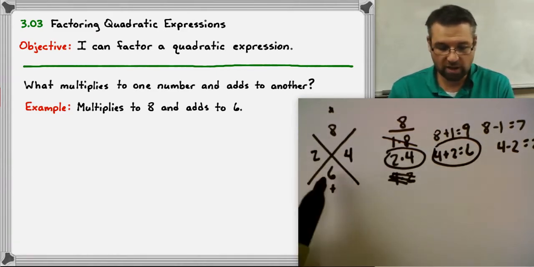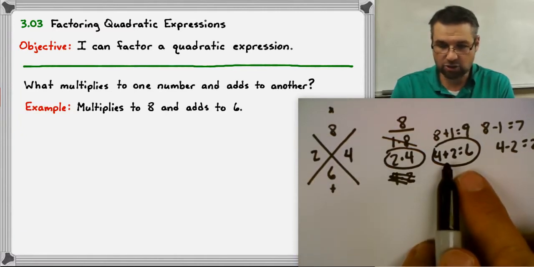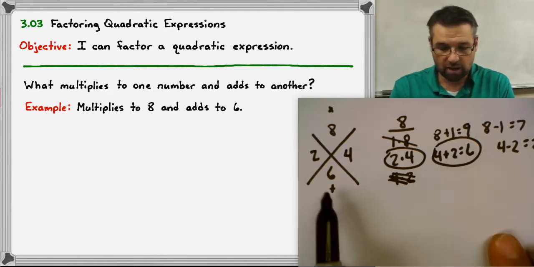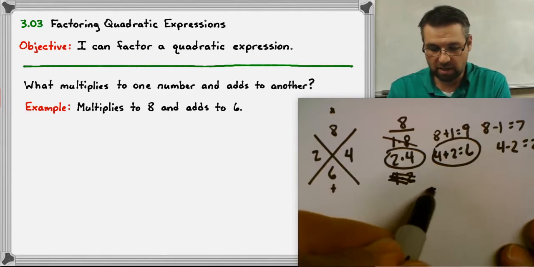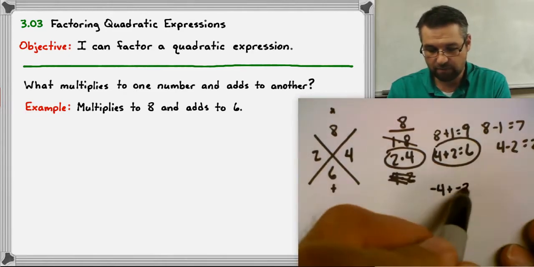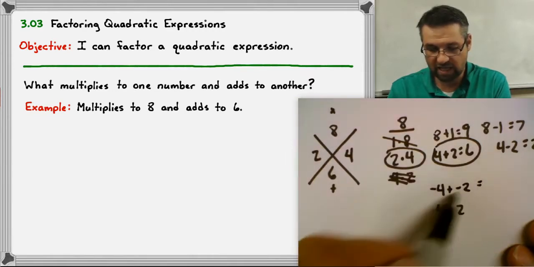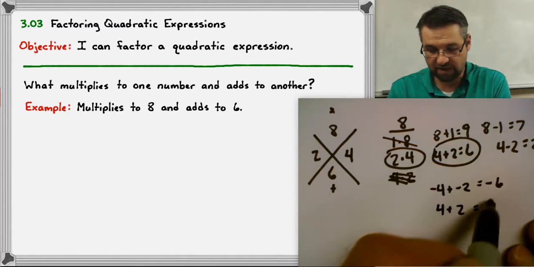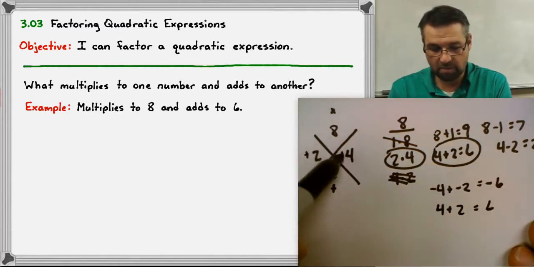Well, because I want them to add to 6, and I see that it took addition to make a 6, I know that these two numbers have to be the same sign. So they're either both negative, or both positive numbers. Well, if they're both negative and I add them up, I would end up with -6. And if they're both positive, I'd end up with +6. So that tells me that they both have to be positive.